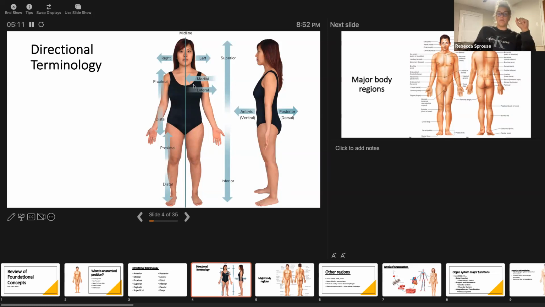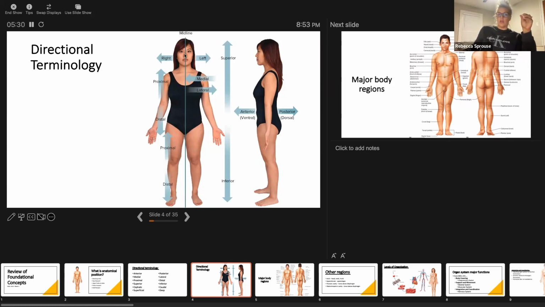Okay, let's talk about medial and lateral. So here's that imaginary midline that I was talking about. And if we're close to that midline, we are medial. If you are farther away from that midline, you are lateral. So think about what are some of the most medial structures of your body.